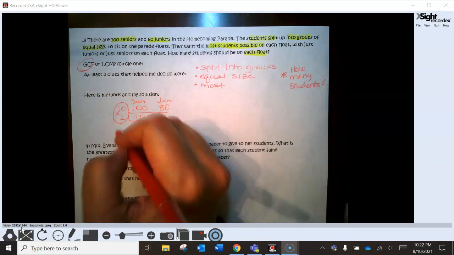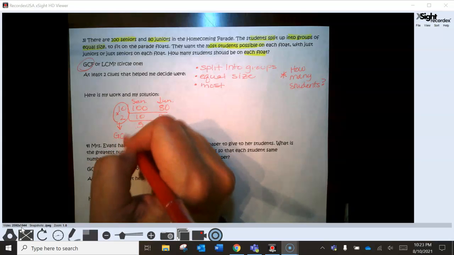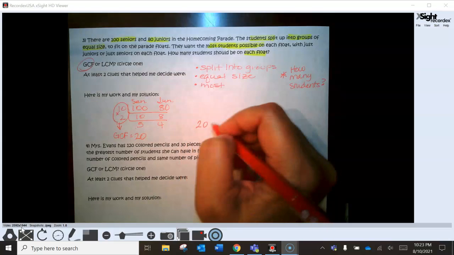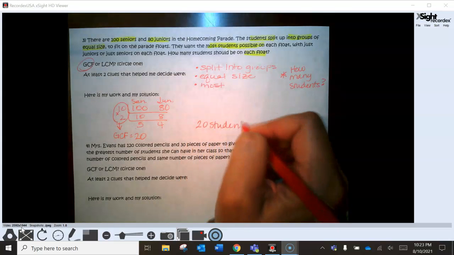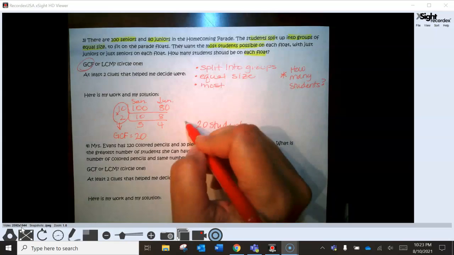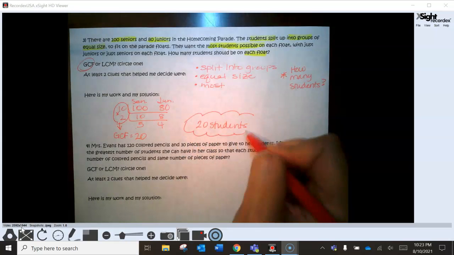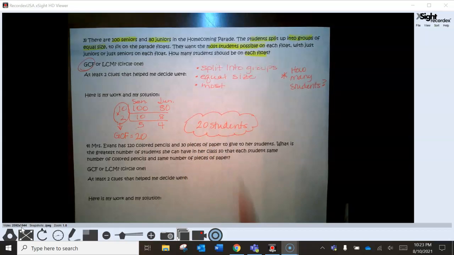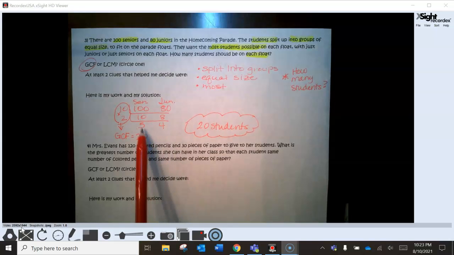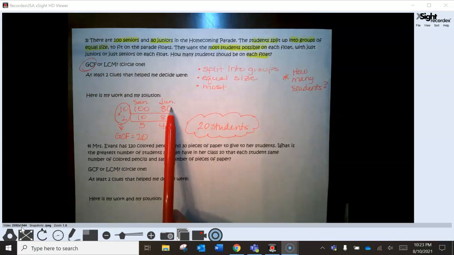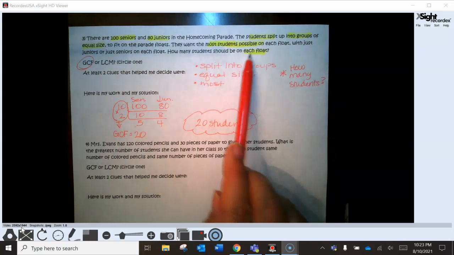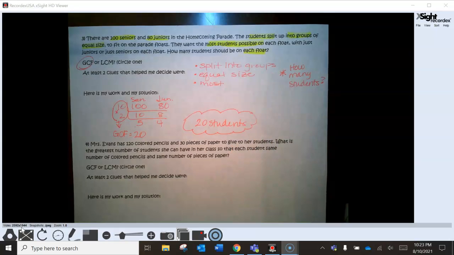We're going to multiply 10 times 2, and we'll get 20. So 20 students is the most that we can have from each group on the floats. And that makes sense because we can break the seniors up into 5 groups of 20 and the juniors into 4 groups of 20. But again, they're only asking for the students and not how many groups.